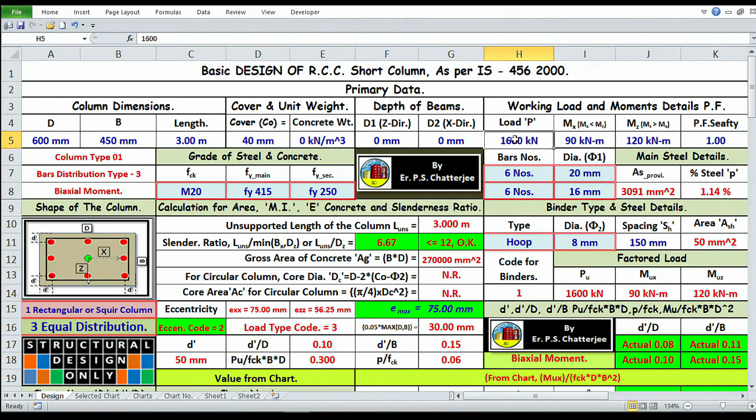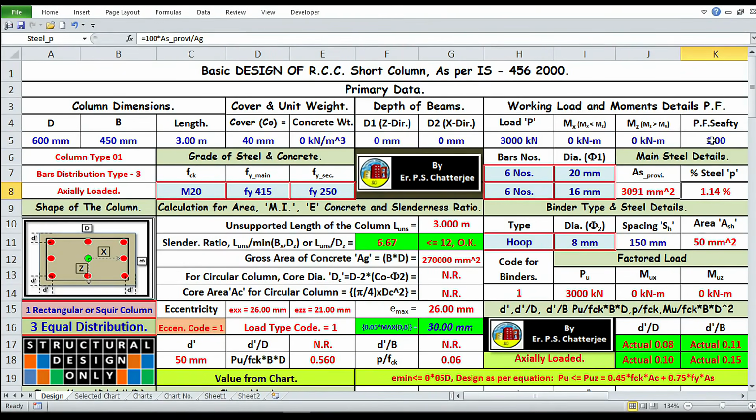415, factored load 3000 kilonewton, moments 0, 0. Here I have introduced a partial factor of safety. If it is working load, then we require this, otherwise it will be 1. Now, still considered 1% to 12, not 1%.